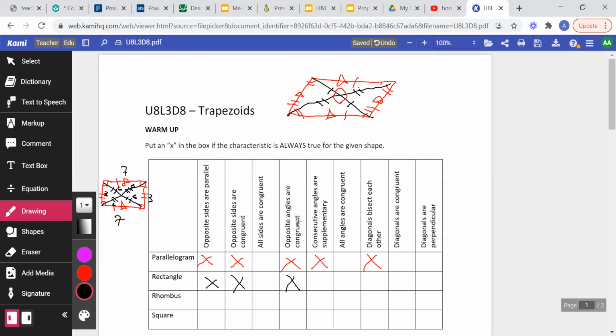In a rectangle, are consecutive angles supplementary? Each angle is 90. So when you add two angles next to each other, 90 plus 90 is what? 180. So supplementary means add up to 180. So then the consecutive angles are supplementary. Are all angles congruent in a rectangle? Each of the angles is 90. So are all angles congruent? Okay.